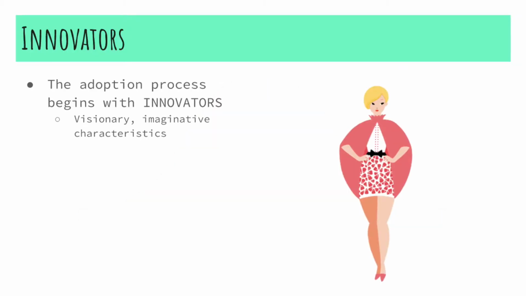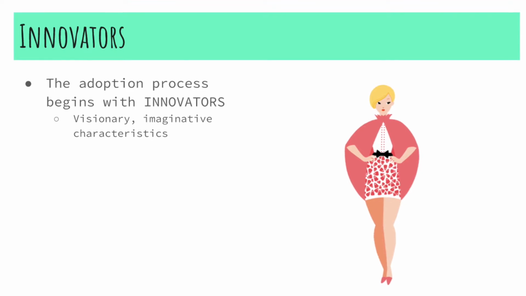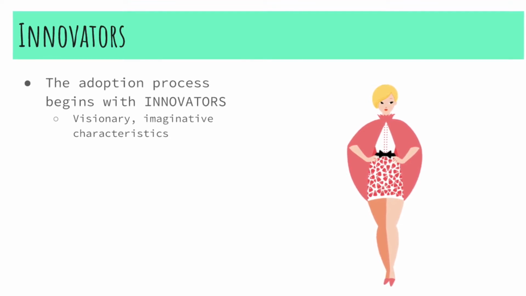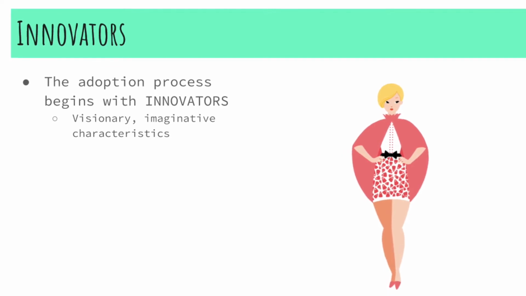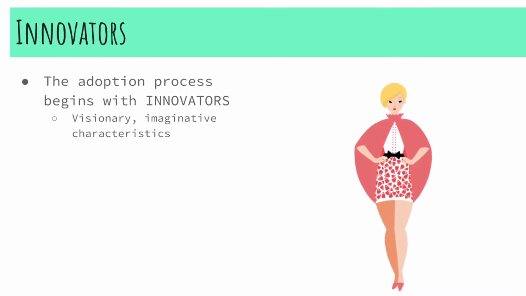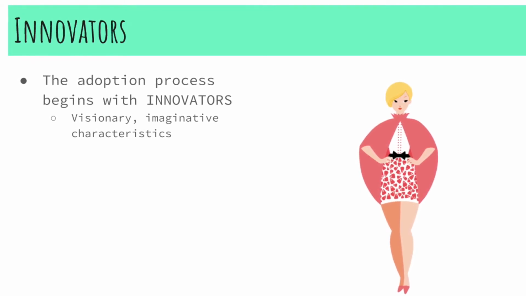The innovators. The adoption process begins with innovators. These are the visionary, imaginative types. These are the people who desire to be the first to try an innovation. They are considered venturesome and interested in new ideas, and they are very willing to take risks and often the first to develop new ideas.